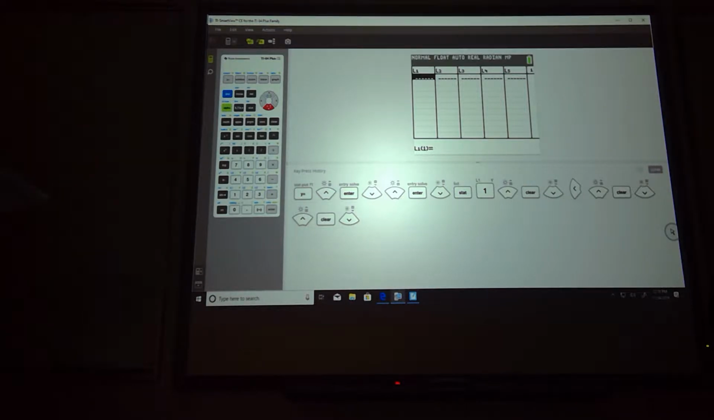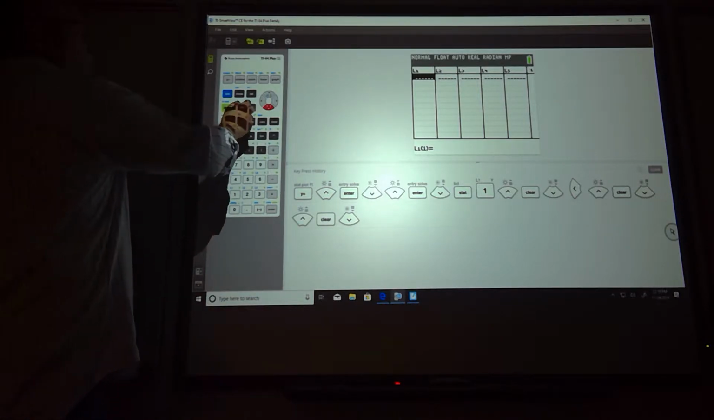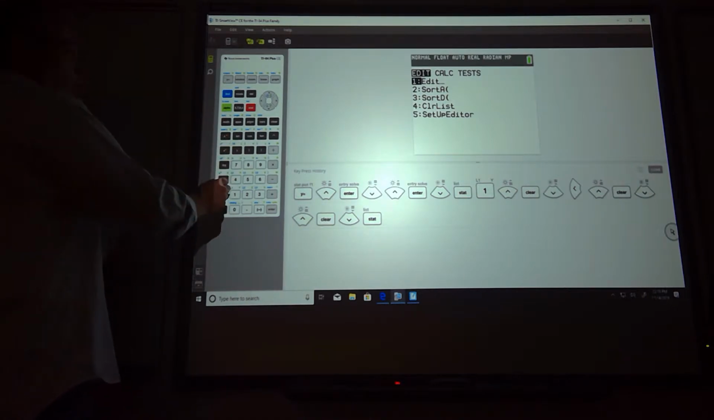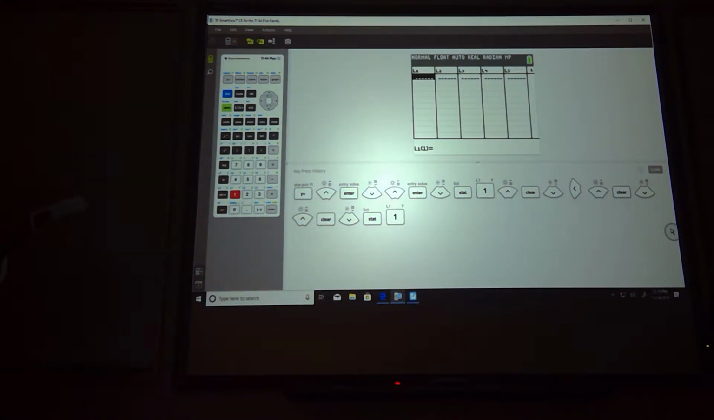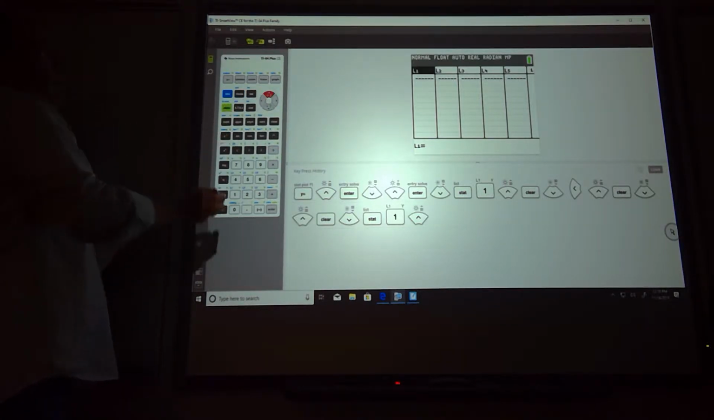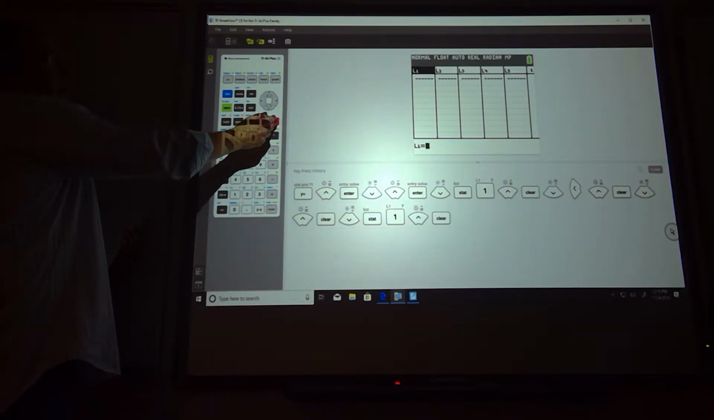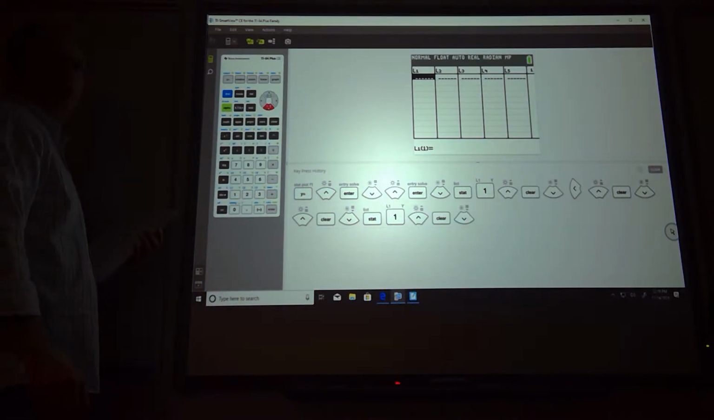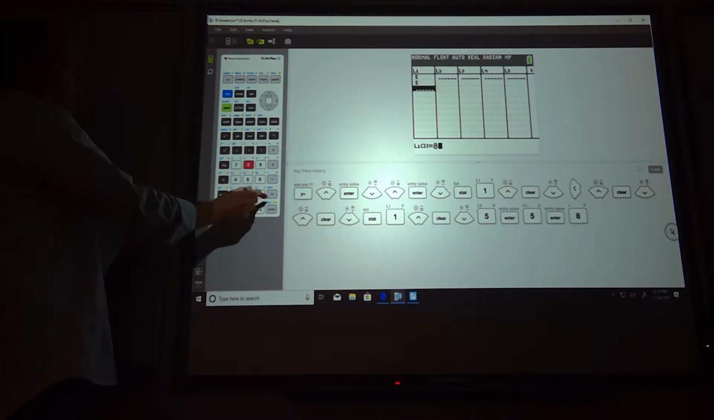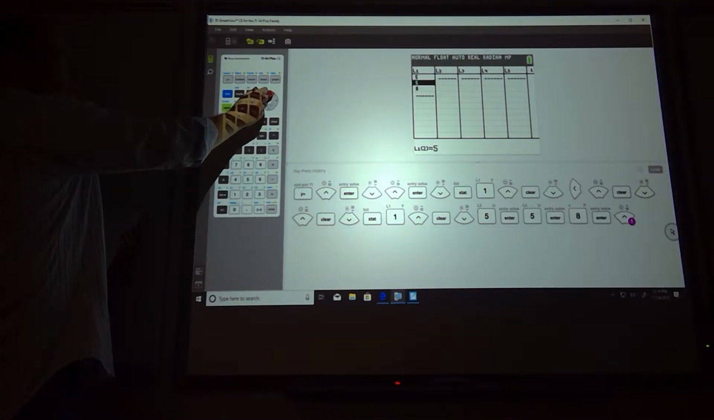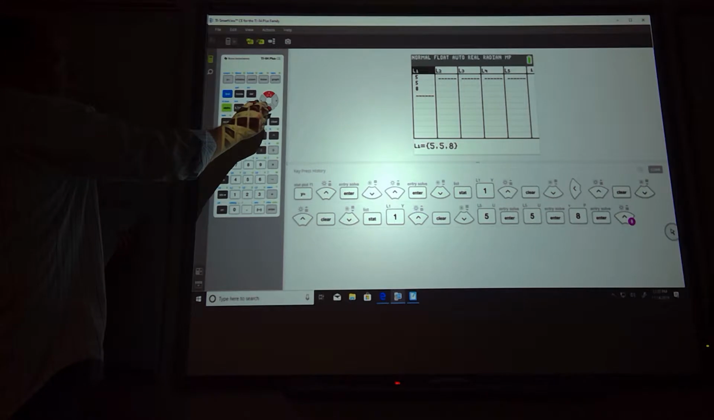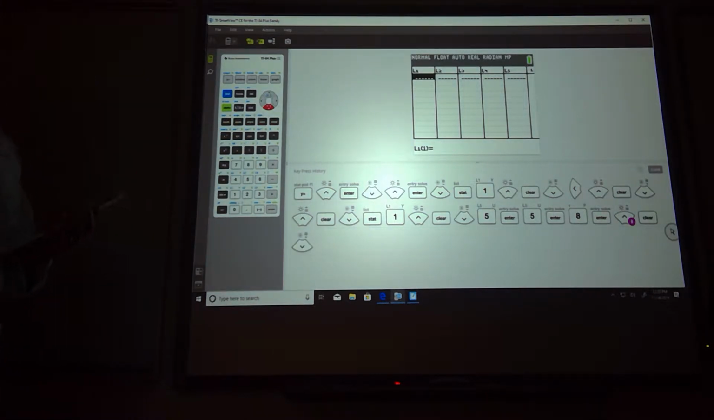Anyone stuck? Where are you at? Did you hit stat and then edit? How do I clear? Okay, you go to the very top, use your arrow to get up there, and then you hit clear and then down arrow. So if you had stuff in there, it's gone. We good?